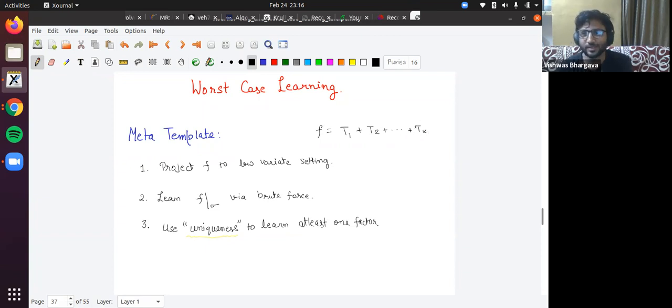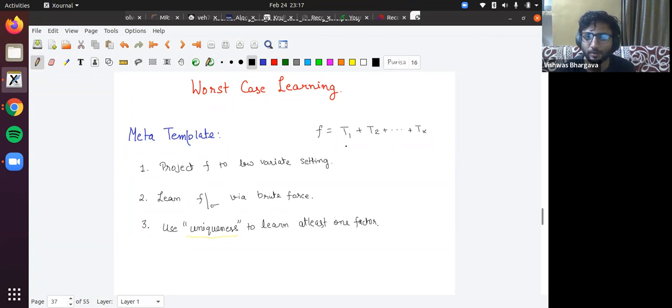In worst case, we have to have some kind of very strong assumption because we are assuming no constraint on these TIs. So the meta template is project F to a low variate setting or a low degree setting, somewhere that we can do a brute force. I showed a brute force in the power sum case, right? You do some kind of variable reduction and then you set up a system solving, and because the unknowns are constant, you can just solve it. So you try to emulate that philosophy, go to a low degree or low variate setting, and then use some kind of uniqueness to learn at least one factor.